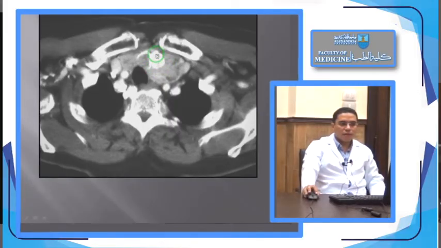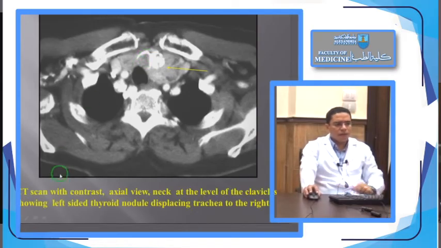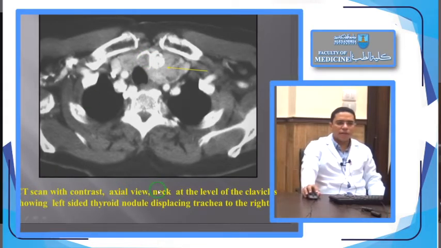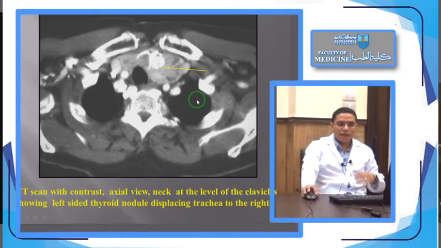Inside the thyroid gland we can see white structures here. This may be calcifications inside the thyroid gland. So we can comment here that this is a CT scan with contrast, axial view of the neck at the level of the clavicles, showing a left-sided thyroid nodule displacing the trachea to the right side and causing backward displacement of the carotid sheath. And actually these are both the pleural structures. Here is the apex of the lung.